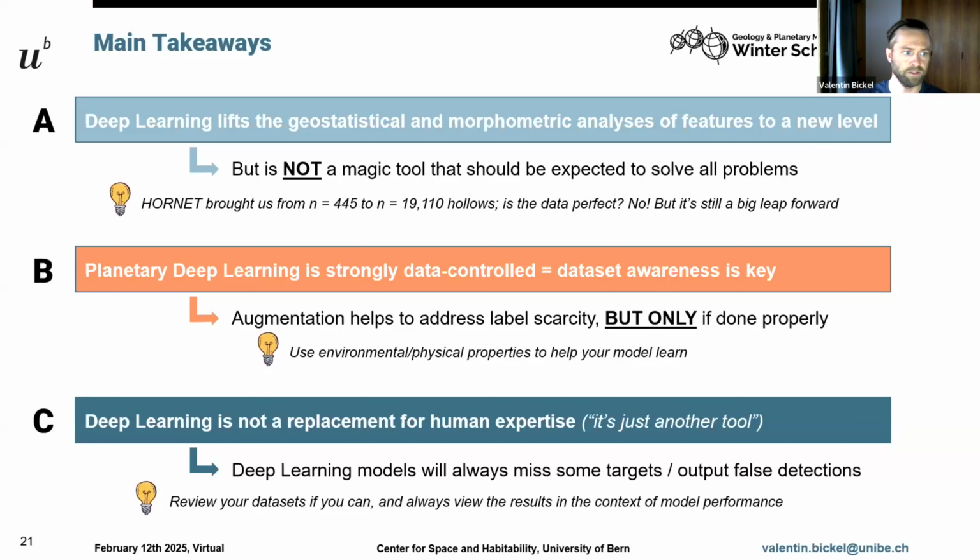And then C, last but not least, deep learning should never be and will never be a replacement of human expertise, of human brains. Think about it as another tool in your toolbox. It's not the solution to everything, it's just another tool in your toolbox, really. And deep learning models will always miss targets, they will always make mistakes. So review data sets if you can, and if you cannot, always view results in the context of the model performance.